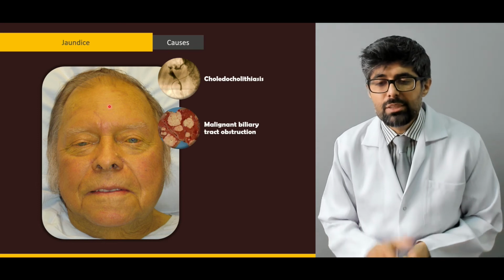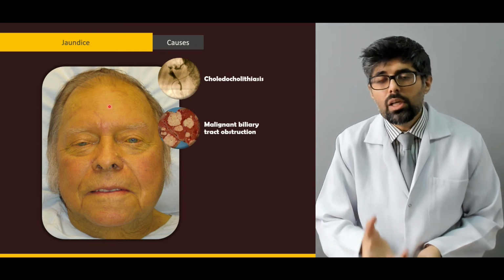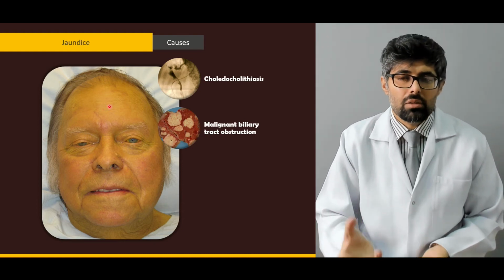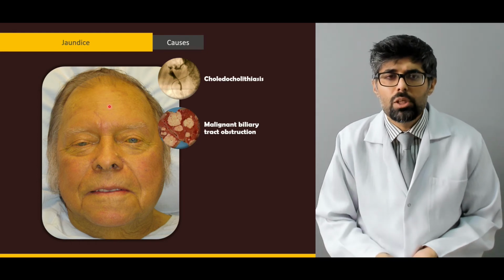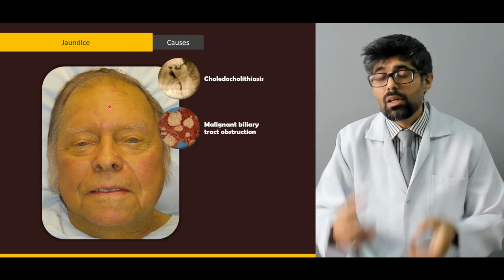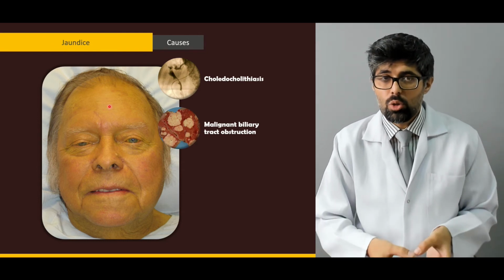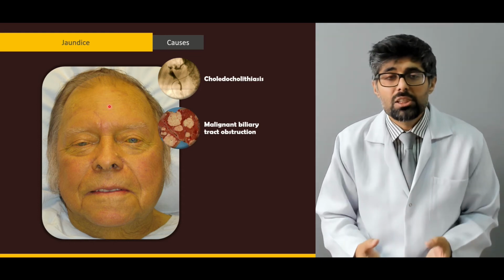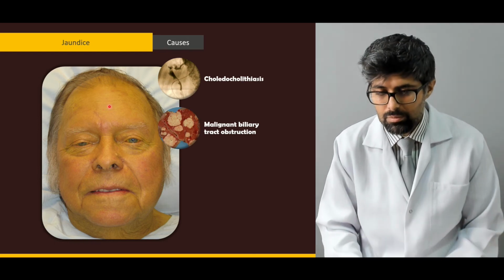Another cause is the malignant biliary tract obstruction. Now, not only can gallstones obstruct the common bile duct, but malignant biliary tumors or polyps or masses can also obstruct the common bile duct. Now, when it's obstructed, bile doesn't flow, bilirubin is not excreted out, and jaundice starts to happen.